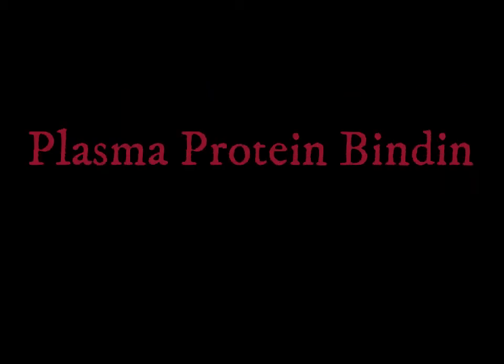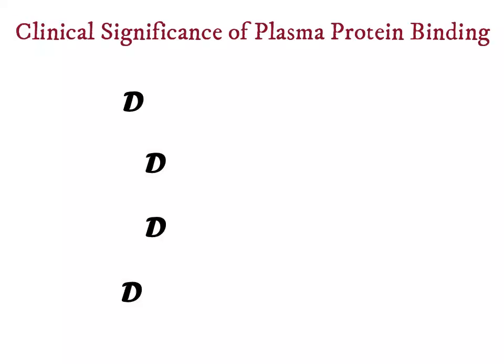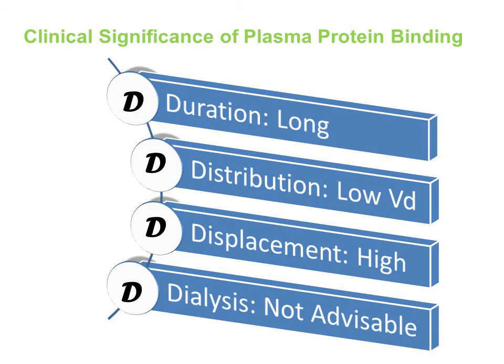Plasma protein binding has great significance in clinical pharmacokinetics, which can be remembered as the 4Ds. Since protein-bound drug stays in plasma, it becomes long-acting. As the drug cannot diffuse to the second compartment, the volume of distribution becomes low.